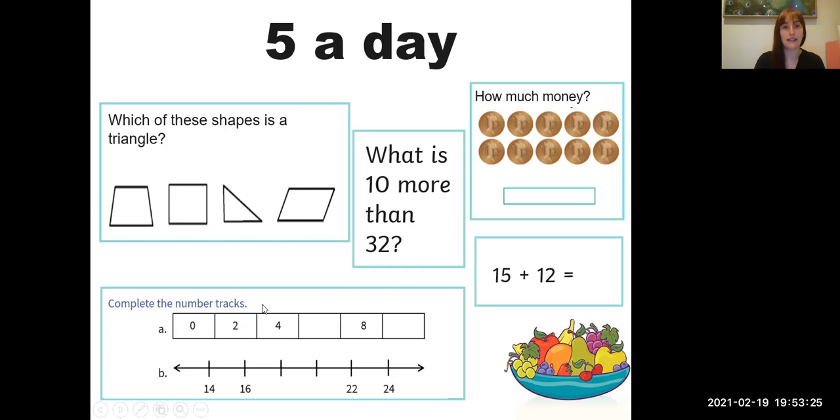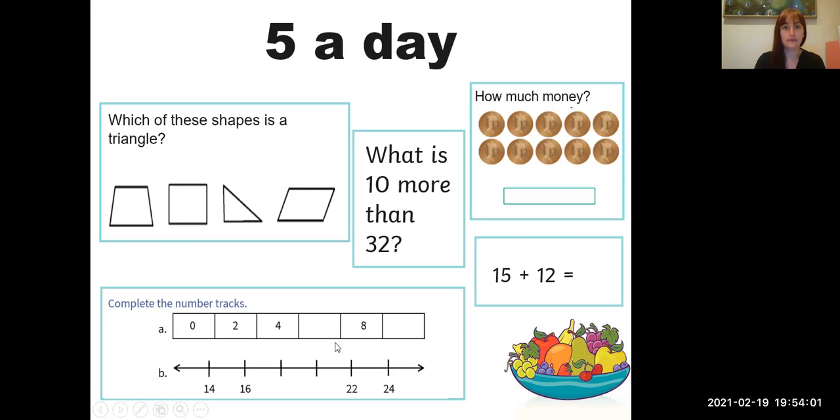27 is the answer. And the last one for today, it's a sneaky one because there's 2 parts, so it's like an extra bonus question. Complete the number tracks. The first number track, 0, 2, 4, missing number, 8, and then another missing number. What are the missing numbers? What are we counting in? 2, 4, 8. We're counting in 2s, aren't we? So 0, 2, 4, 6, 8, 10. Well done.